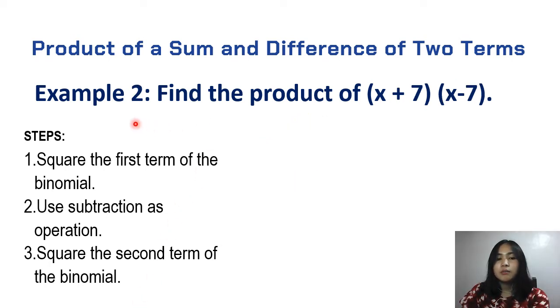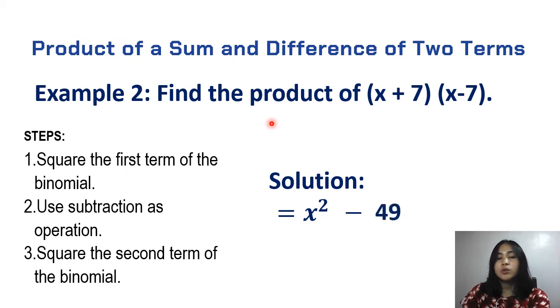Now, let's have another example. Find the product of x plus 7 multiplied by x minus 7. Following the steps, we square the first term, which is x. So, we have x squared, and we use subtraction as our operation. And we square the second term, which is 7. When we square 7, it becomes 49. It is that simple. If we have the sum and difference of two terms, we just follow these steps. First, square the first term, use subtraction, and square the second term.